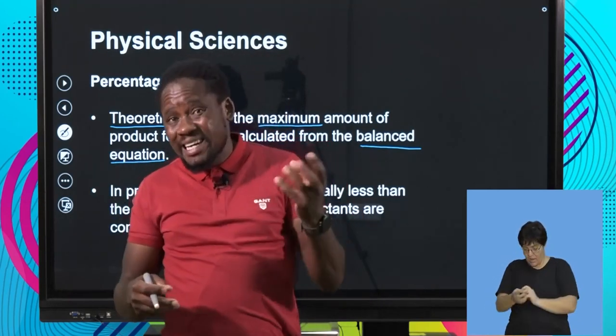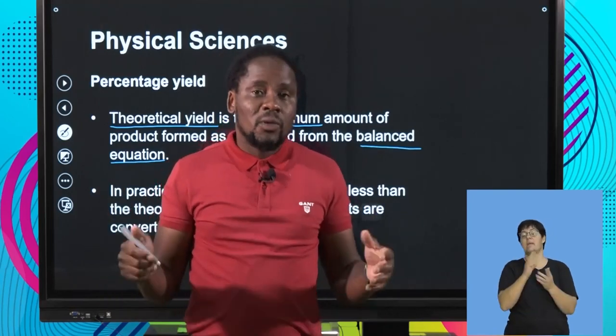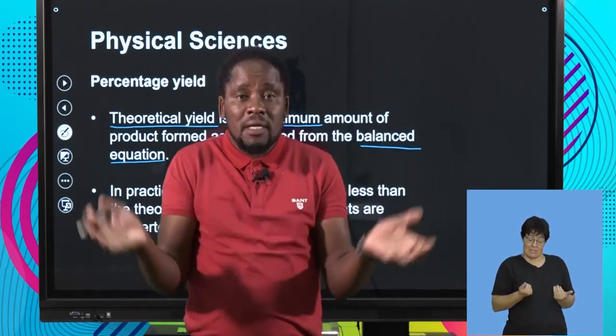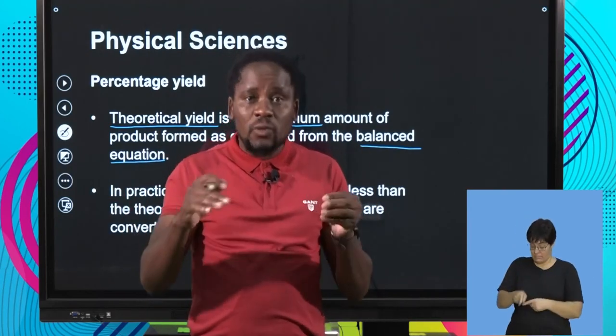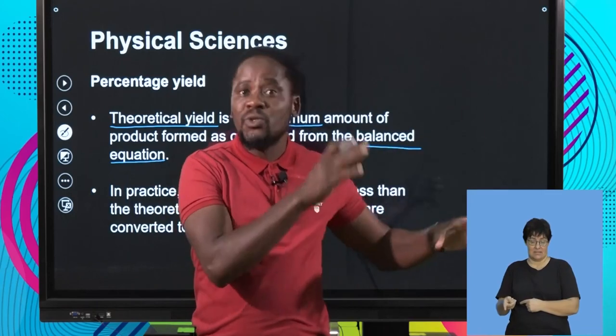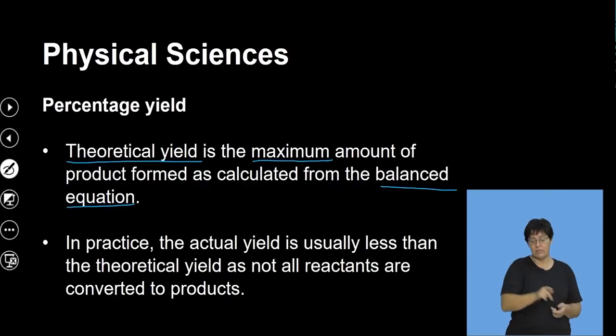So when that happens, we are simply saying that we are able to determine what we expected. That's the maximum in terms of theory, should the reaction reach the end when one of the two reactants has been used up, or both. Now, that's the theoretical yield.